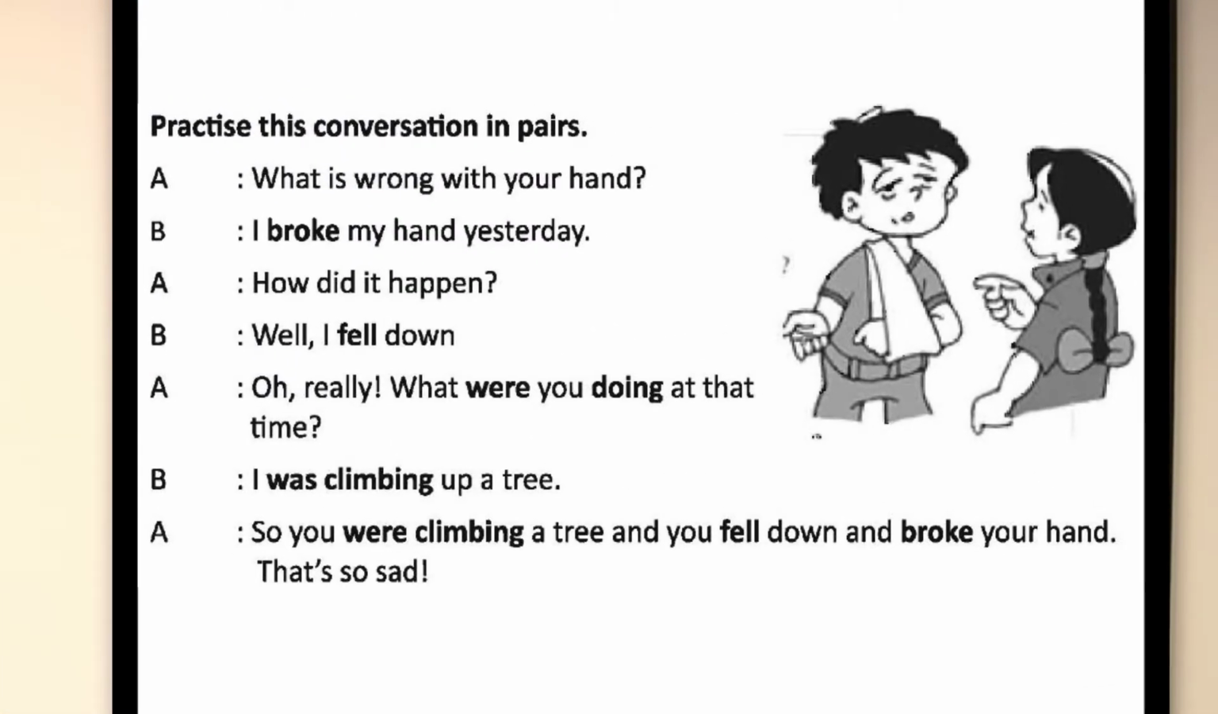What is wrong with your hand? I broke my hand yesterday. How did it happen? Well, I fell down. Oh really? What were you doing at that time? I was climbing up a tree. So you were climbing a tree and you fell down and broke your hand.